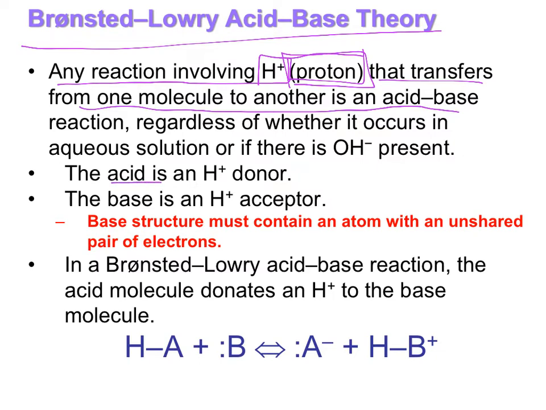So the acid is the one that gives it up. That's why it has to have an H in it. And then the base is the one that accepts it. And specifically for the Bronsted-Lowry definition, this will happen in aqueous solution regardless of whether you have OH or not. Now, commonly, you will have OH. Many bases have OH, but it's not required, okay? The only requirement is that you have that H+.